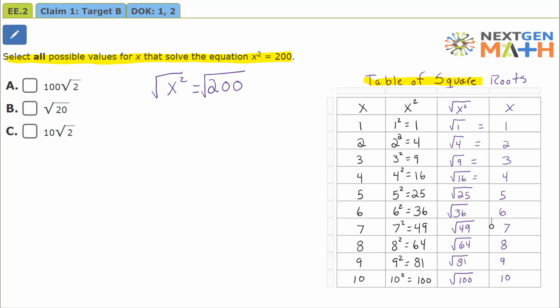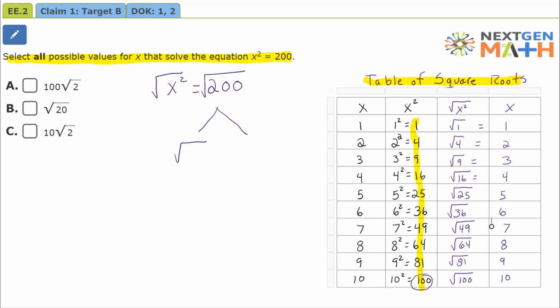The table of square roots, and specifically these numbers right here, 1, 4, 9, 16, 25, 36, 49, 64, 81, and 100, are factors that are perfect squares, and so those are good factors to have committed to memory. Those are the numbers we're going to use to factor the square root of 200. A factor of 200 that's a perfect square is right here. We'll go ahead and use 100.